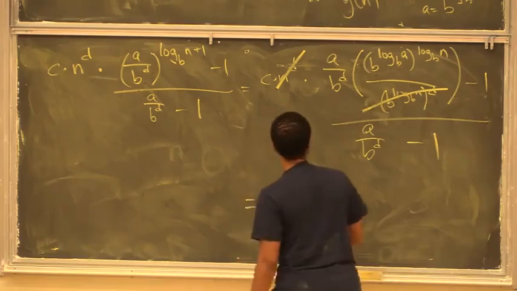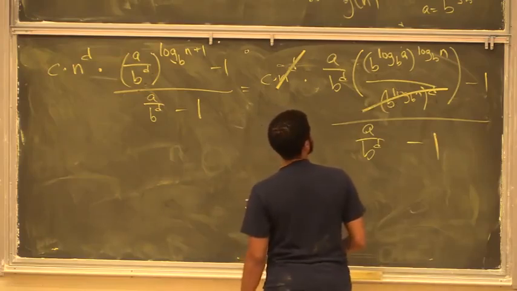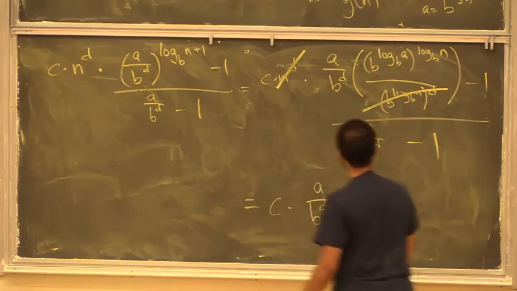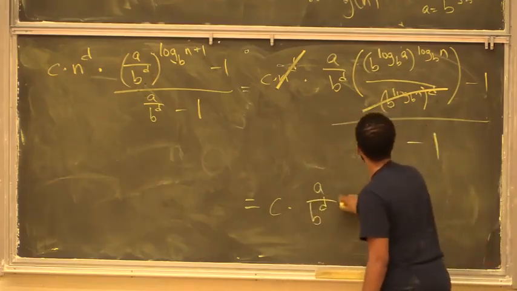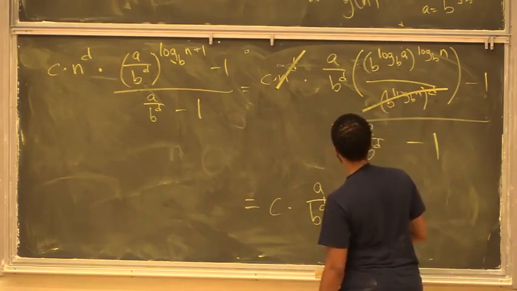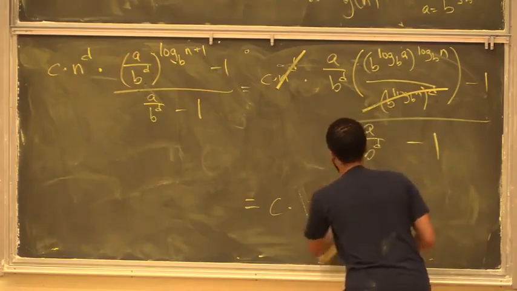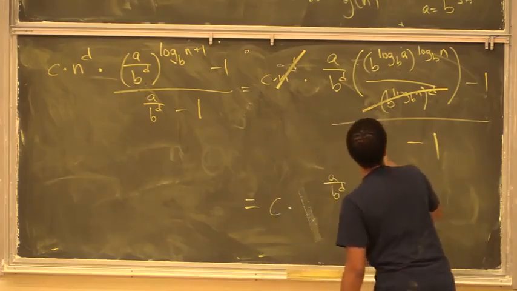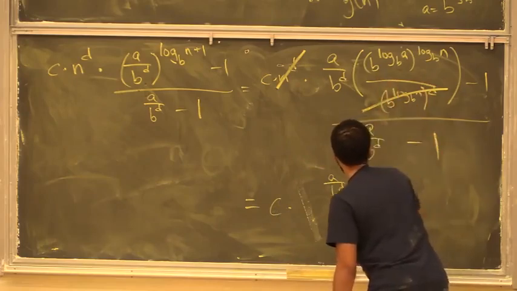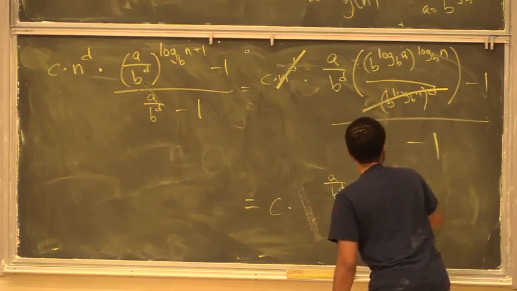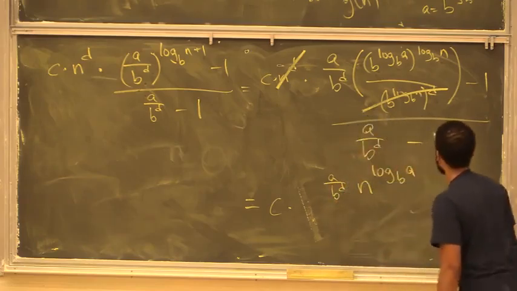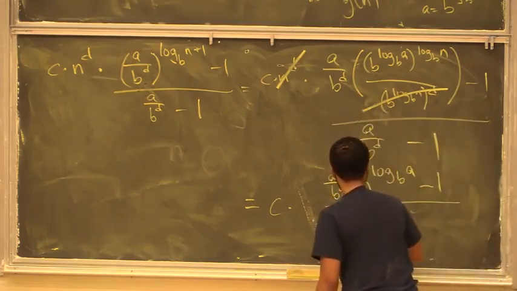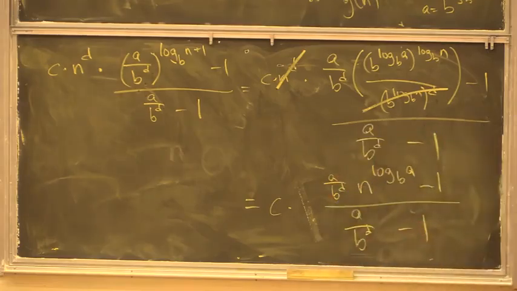This is equal to now c times a over b to the d times, so a over b to the d times n to the log base b of a, minus 1 over a over b to the d minus 1.